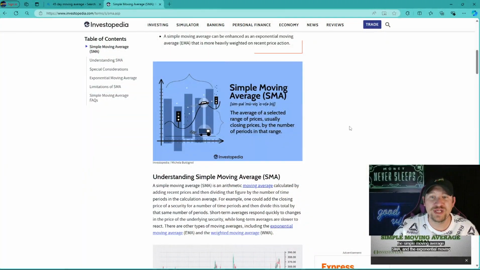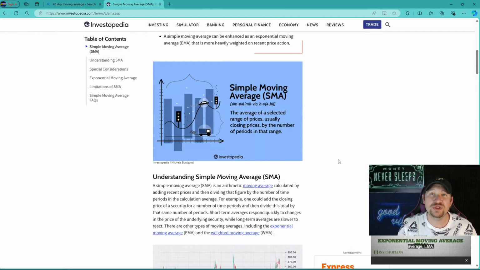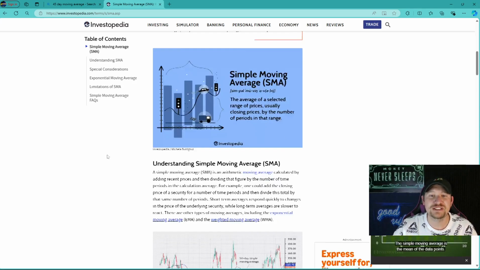So what is an SMA or MA, and how can you use it to become a profitable trader? Well, it all starts with a Google search. A simple moving average, or SMA, is the average of a selected range of prices, usually the closing price, by a number of periods in that range.